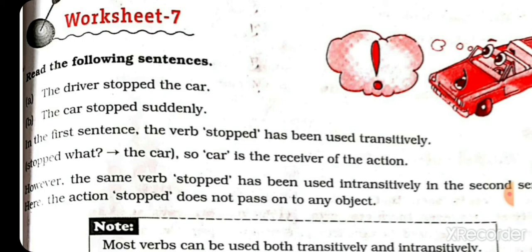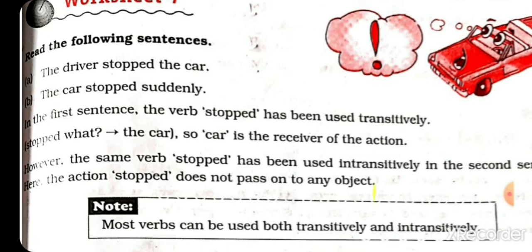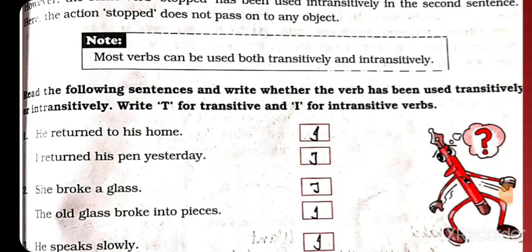Okay students, most verbs can be used both transitively and intransitively. Read the following sentences and write whether the verb has been used transitively or intransitively. Write T for transitive and I for intransitive verbs. So students, let's begin with the first one.